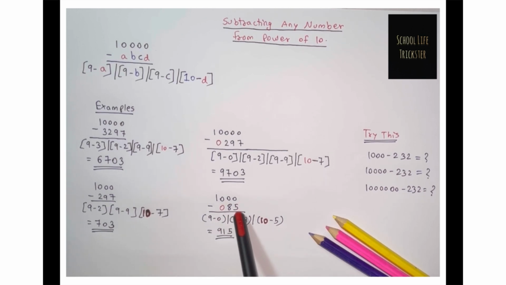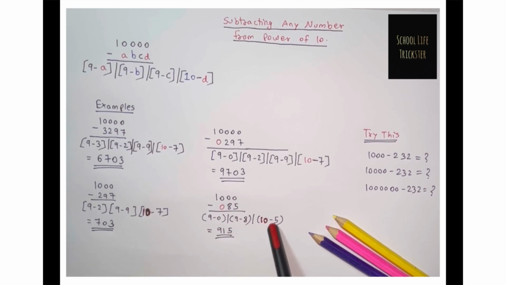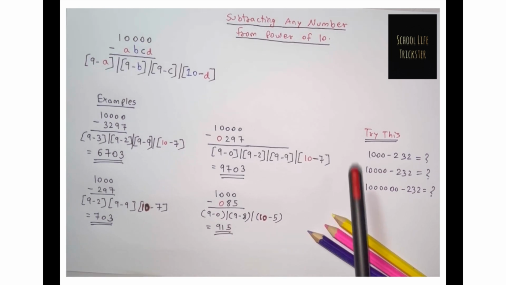Over here 1000 minus 085. So now the subtracted number is 85, and with 0 it is 3 digits. So add 0 over here. So now 9 minus 0, 9 minus 8, 10 minus 5. The answer is 915. Try this.